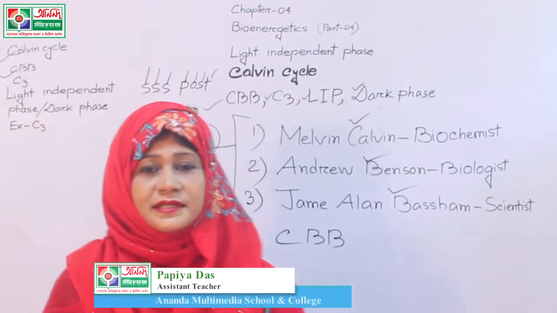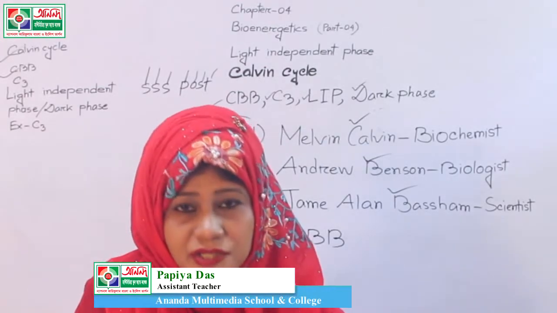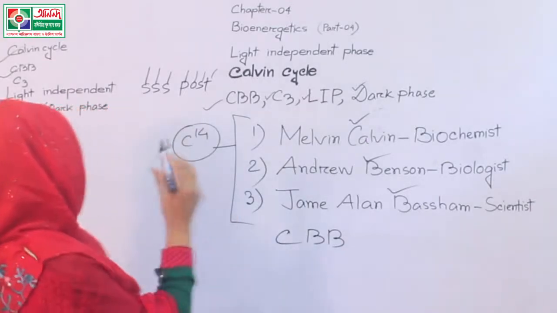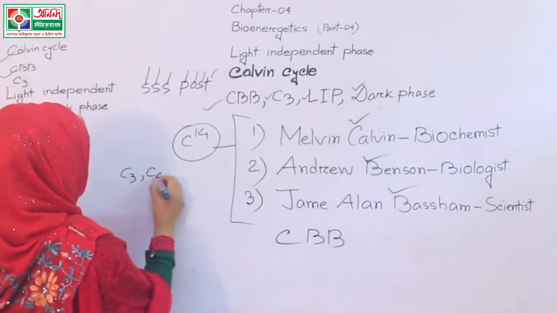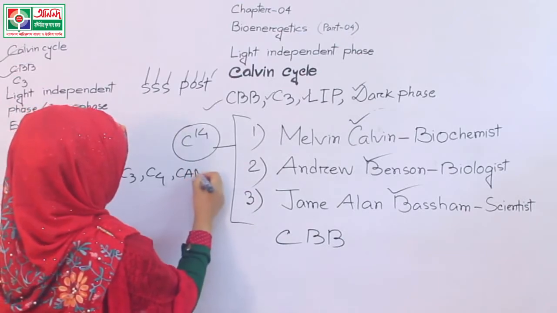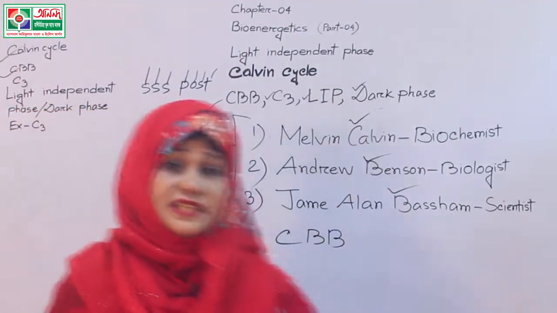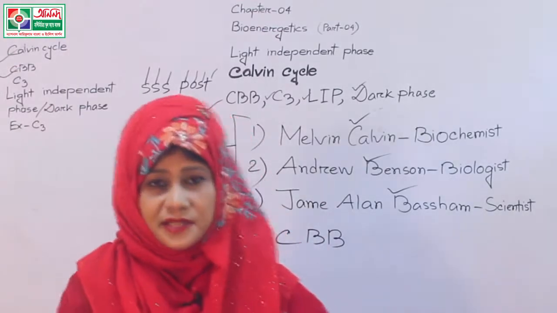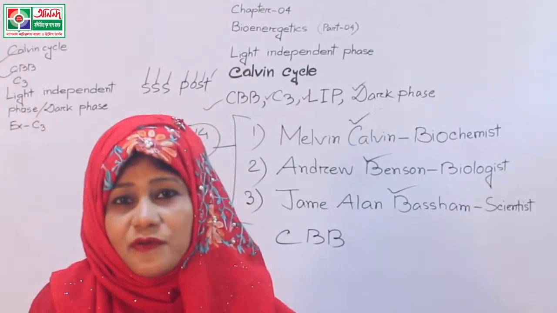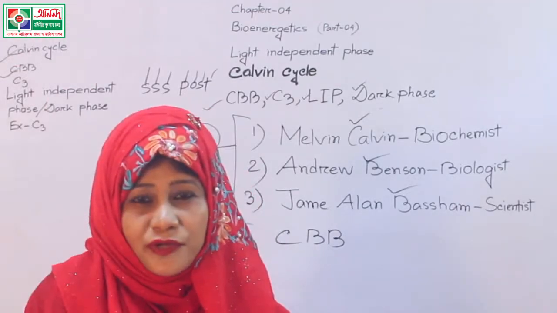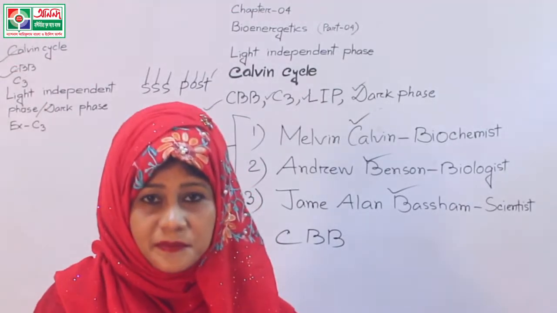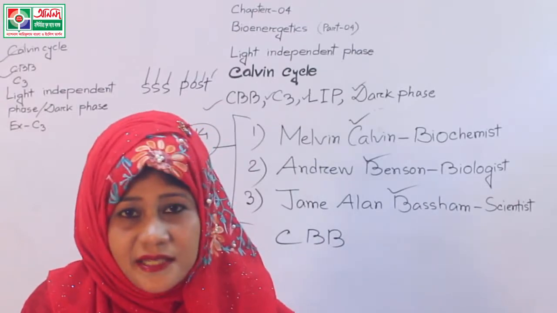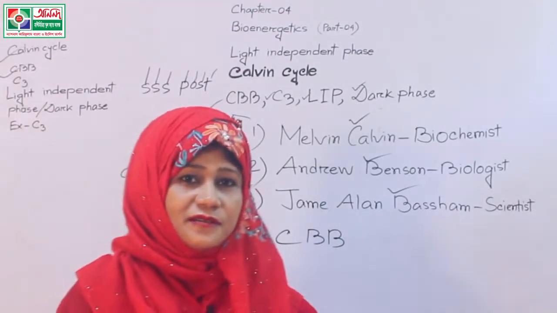You know students, there are 3 processes for the production of glucose, and these are C3, C4 and CAM. And none of these 3 are mentioned in your SSC textbook. Listen attentively if you want to learn. Now we will learn the very simple, short and easy diagrammatical representation of the Calvin cycle.